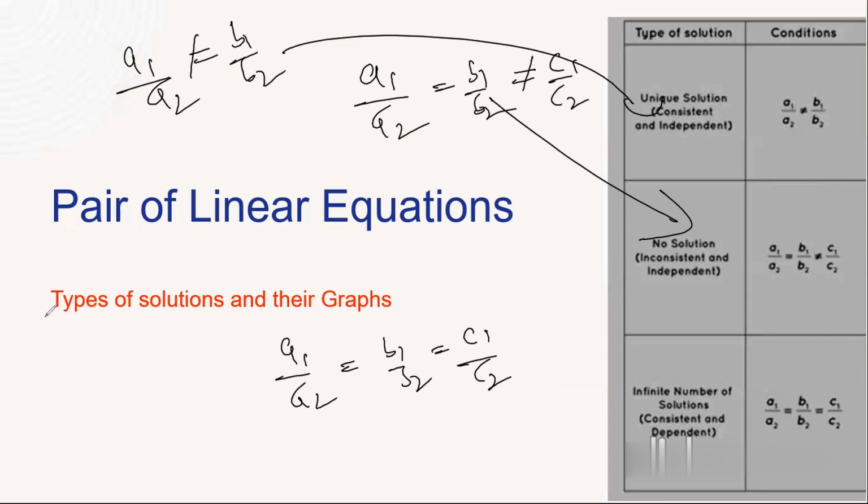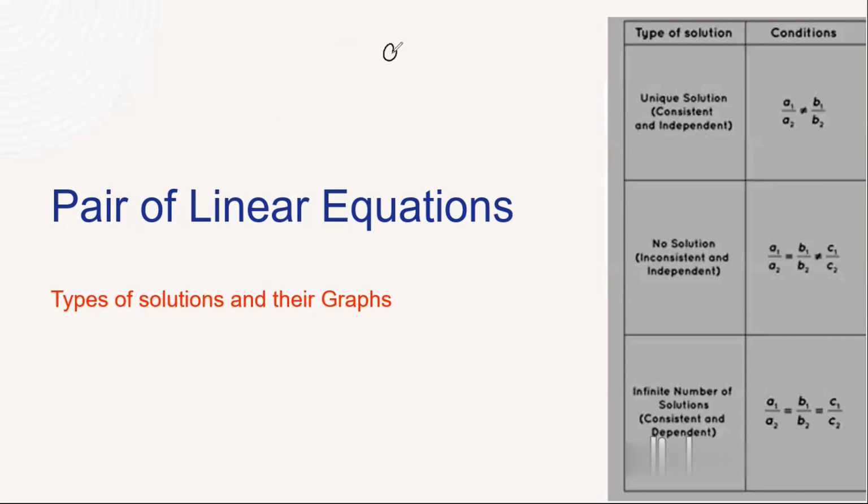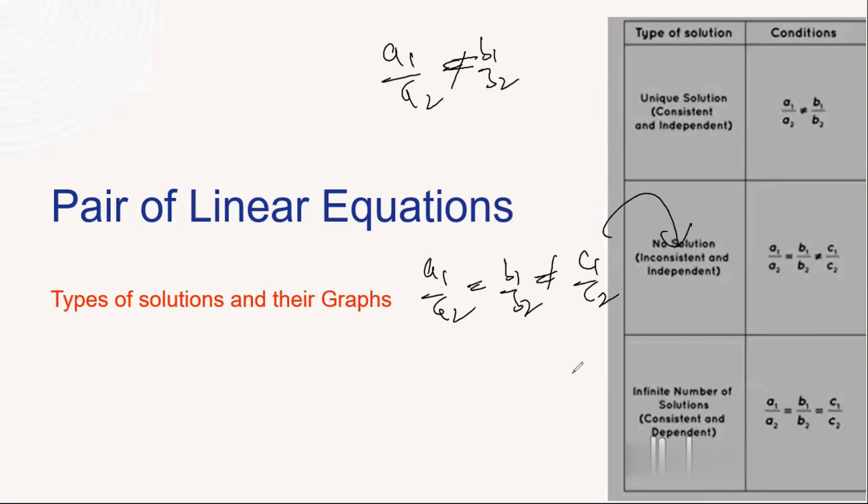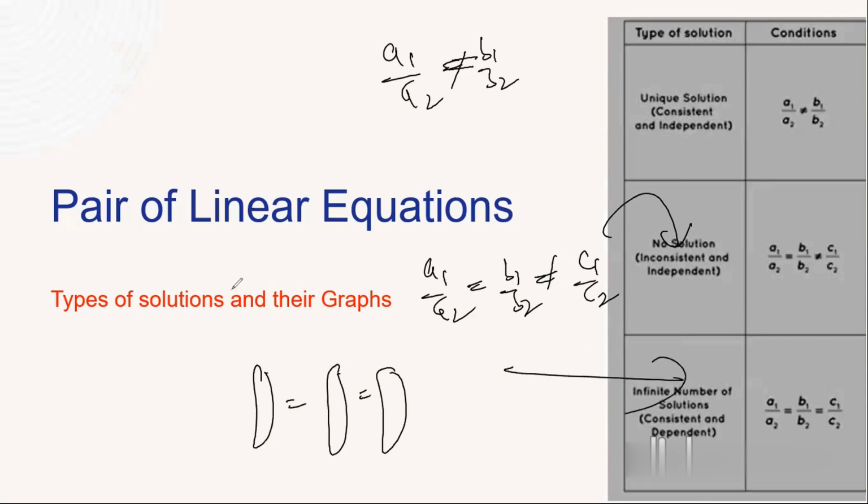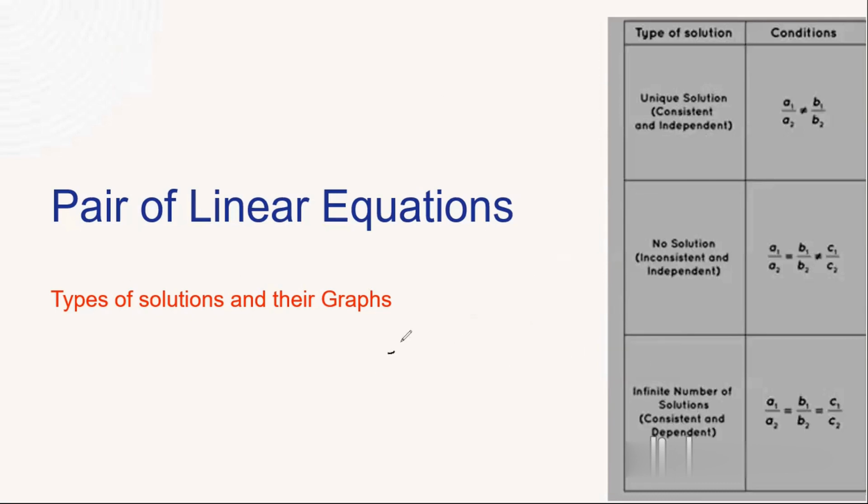Whenever they are meeting at a point, it means there is a solution. And when there is a unique solution, the ratios can't be equal, because if they are equal, it means they will eliminate. And when a1 by a2 is equal to b1 by b2, but not equal to c1 by c2, it's the parallel case, the no solution part. And when they are meeting at every point, all three ratios are equal to each other. That is the infinitely many solutions case, right? So this is the thing.